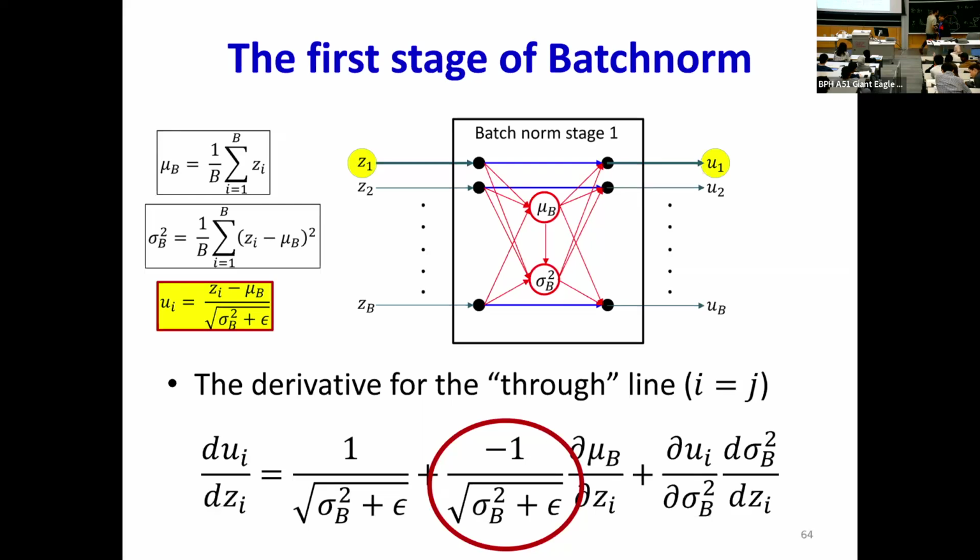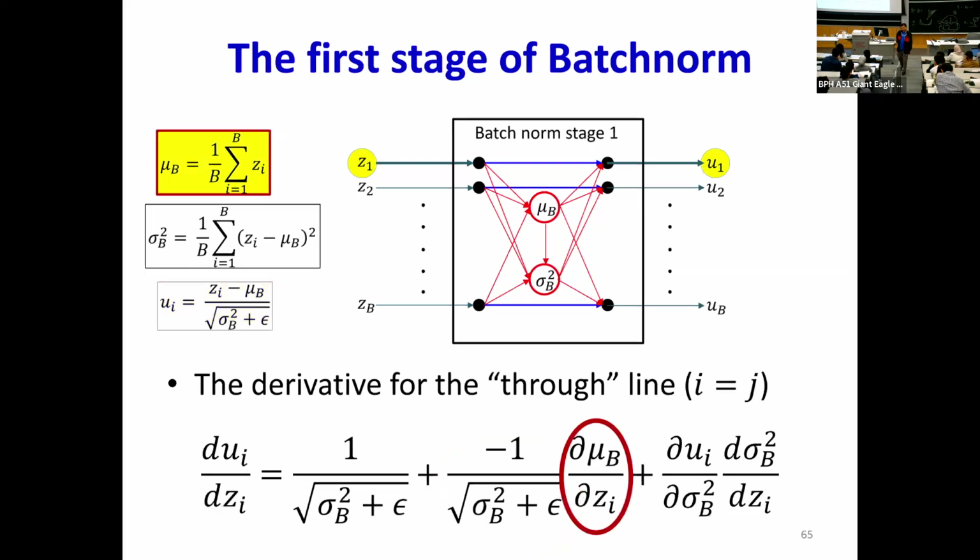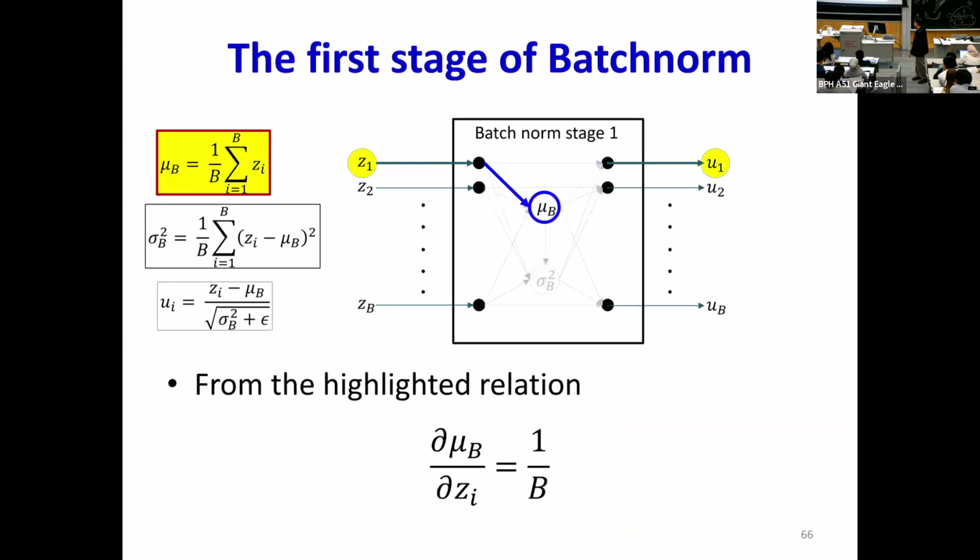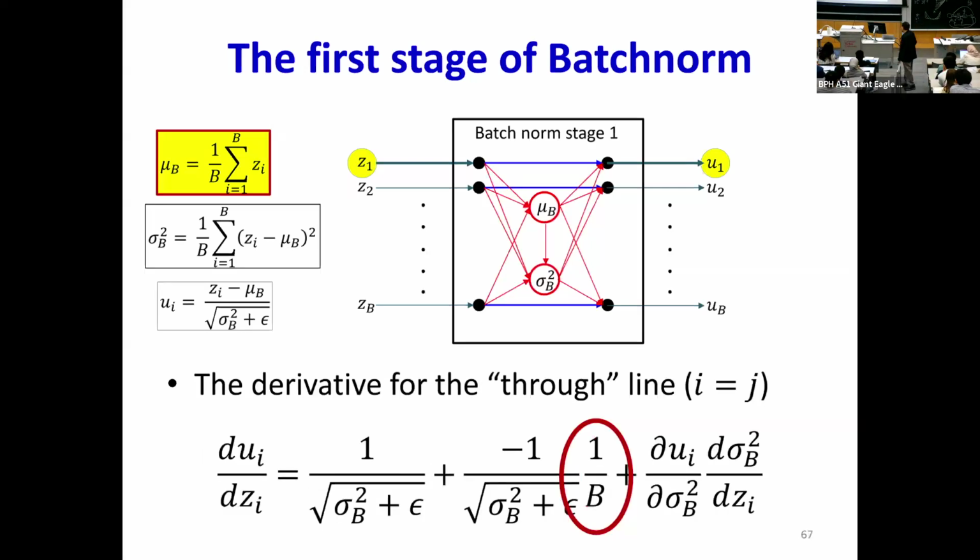Thank you. Okay, guys, what is the next term to compute? Lehong. It's like d mu b over, so what is this one? What is d mu over dzi? 1 over b, right? I have highlighted the equation very helpfully for you. Mu is 1 over b times the summation of all the zi's. Beautiful. I've dumped it here, right?